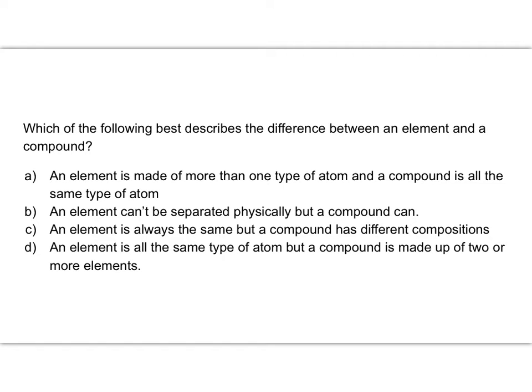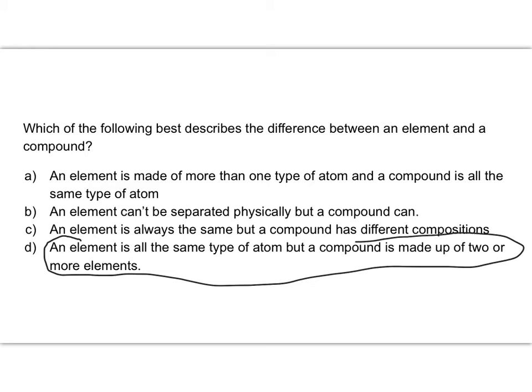So the choice that we haven't eliminated, and it's the correct one, is that elements are all the same type of atom, and compounds are made of 2 or more elements. So element is the simplest type of matter, and then a compound is made of groups of matter.